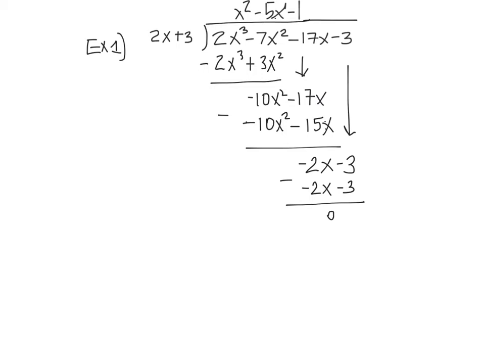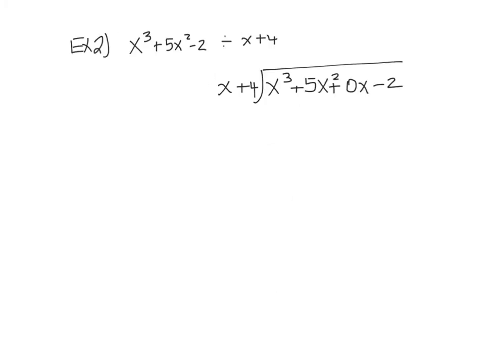So my answer becomes x squared minus 5x minus 1. So that's my quotient. Okay, let's do another example here.